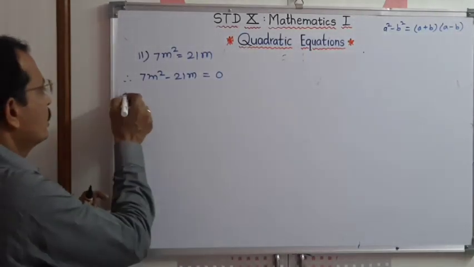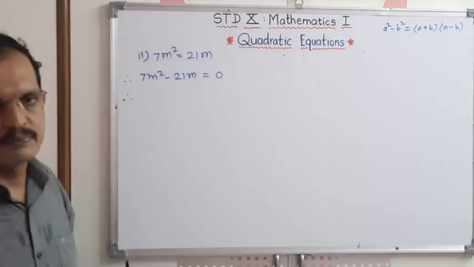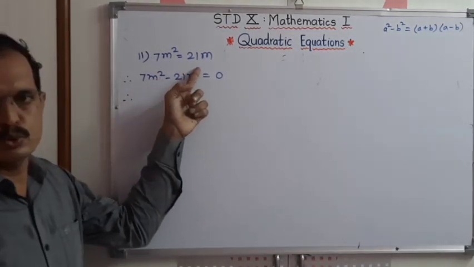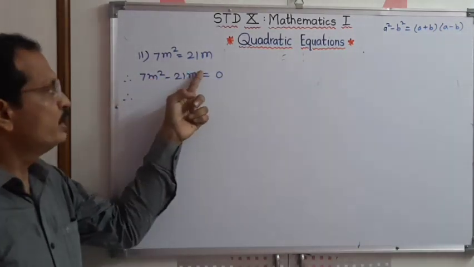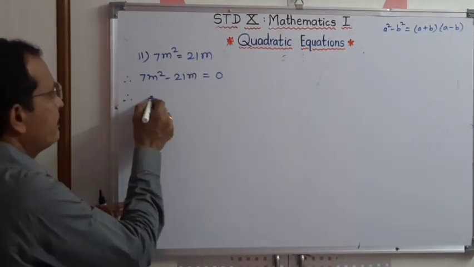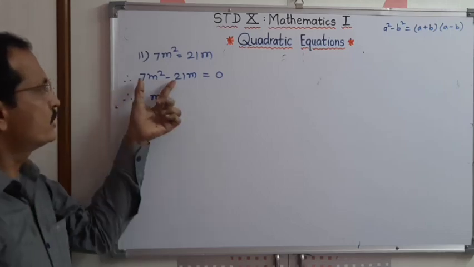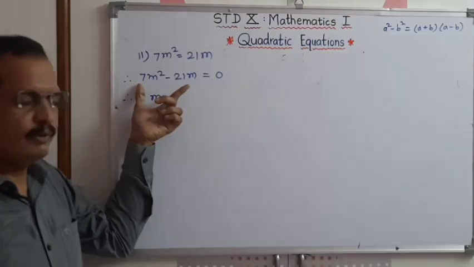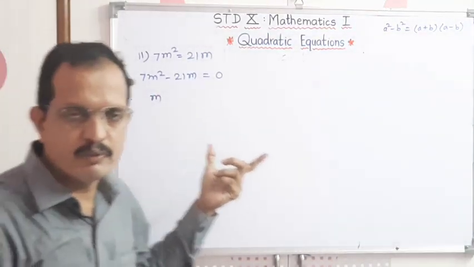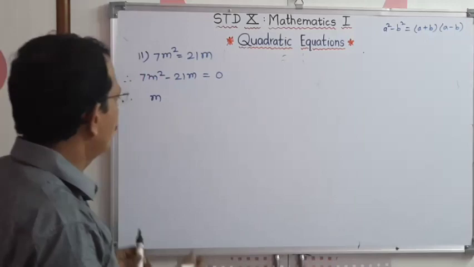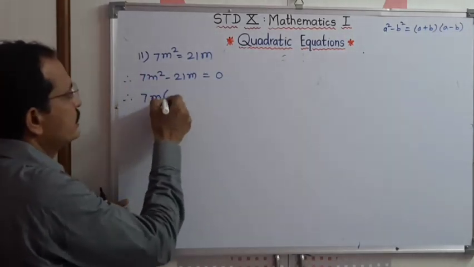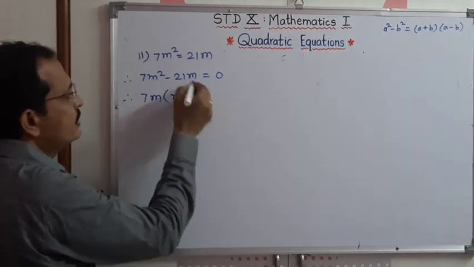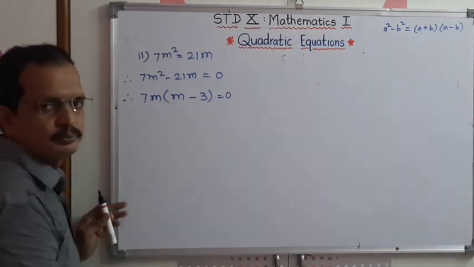Directly we have to take out the common factors. First of all, variable m is raised to 2, and here it is m raised to 1. That means the minimum index is 1, therefore we can take m as a common. Then coefficients 7 and 21. Which one is the smaller? 7. And in the table of 7 there is 21, therefore we can take out 7 as a common. Therefore 7m as a common, and here it is m minus 3, equal to 0.